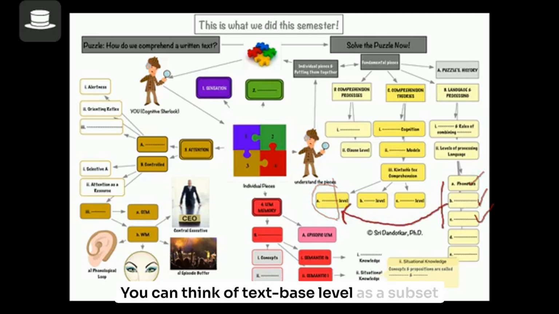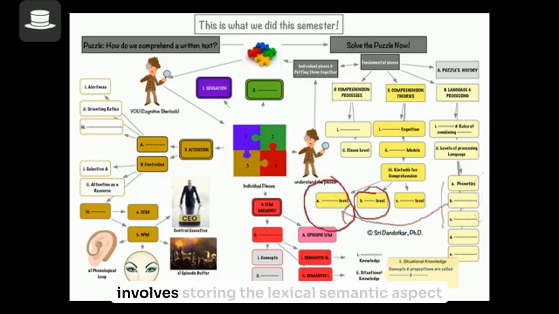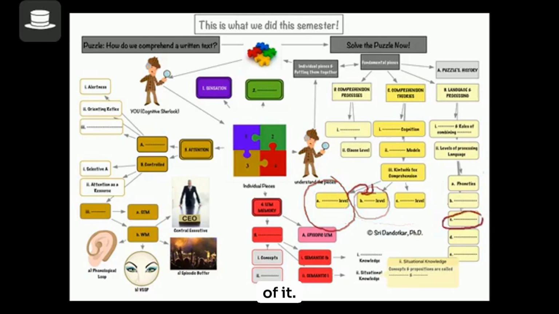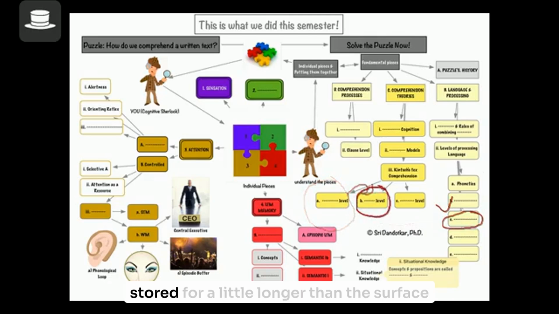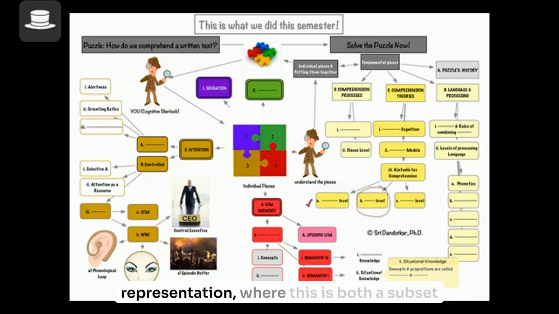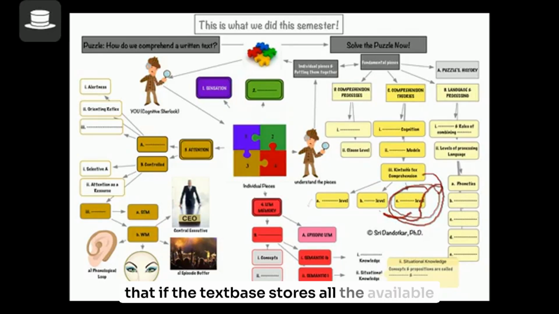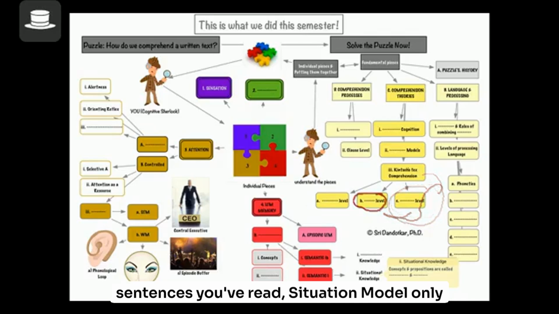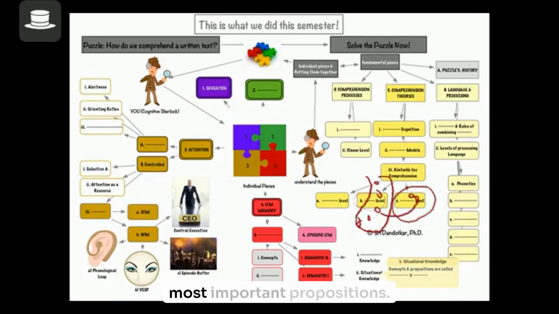You can think of text-based level as a subset of the surface form level. In other words, a part of it involves storing the lexical semantic aspect of it. So that is paraphrasing, that meaning, the actual propositional structure that is extracted and stored for a little longer than the surface level. Then you can think of a different set of representation where this is both a subset and a superset of the text-based representation, in the sense that if the text-based stores all the available propositions or paraphrases of the sentences you've read, situation model only selects the most important propositions from this and it gets stored at this level, the most important propositions.